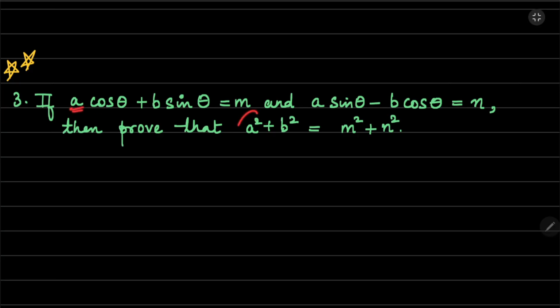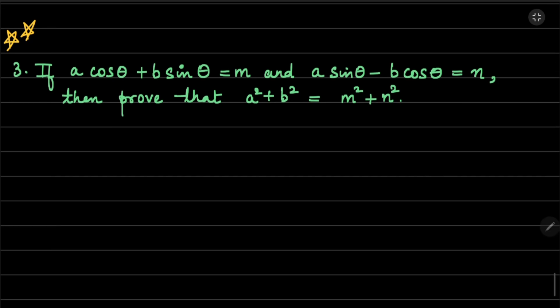So by looking at what you have to prove, what do you see? You are given a, but you need a square. You are given something in which a is a coefficient of cos and b of sine, but what you need is b square. So what do we understand? We have to square both these expressions. Both these equations have to be squared. So let's do that. Let's get started.